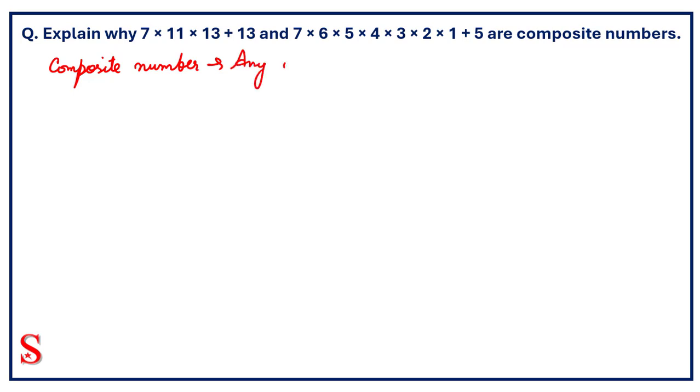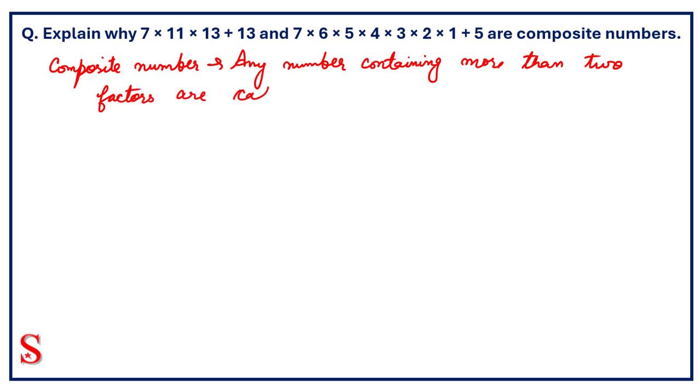Any number containing more than 2 factors is called a composite number. So let's solve the first equation. Here, first of all, we'll find out the common factor. What is the common factor in this equation? It is number 13, right?